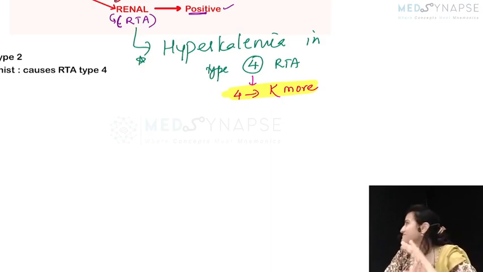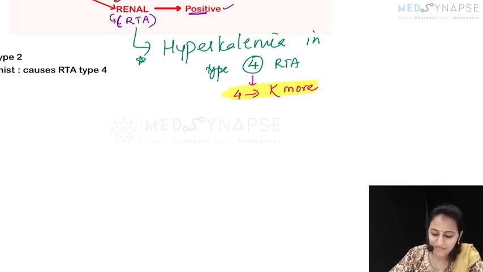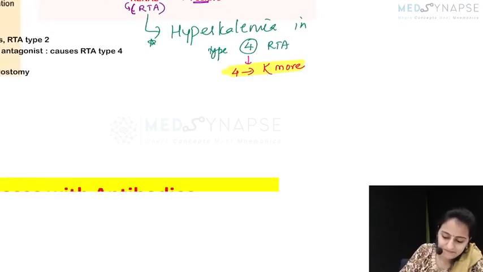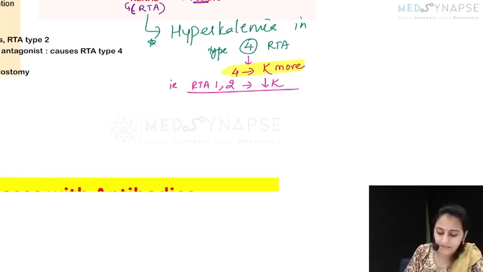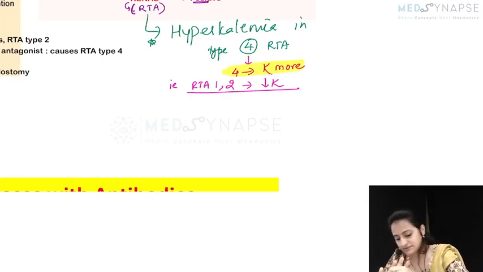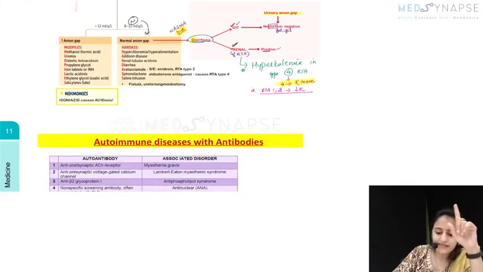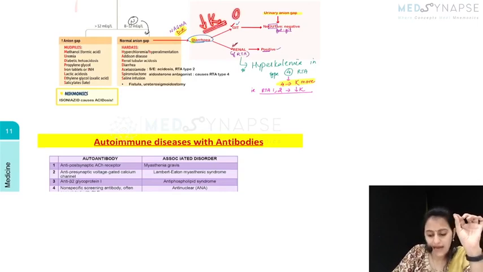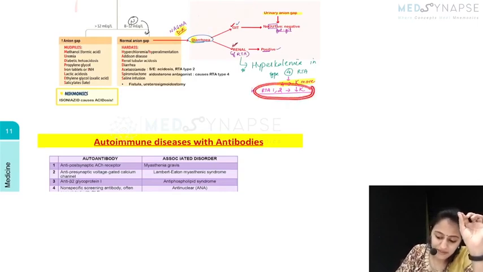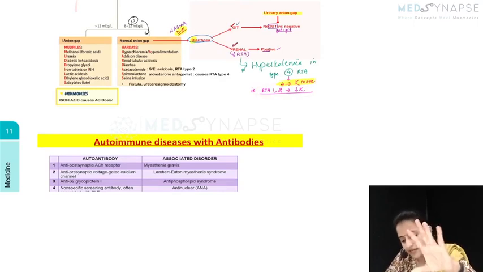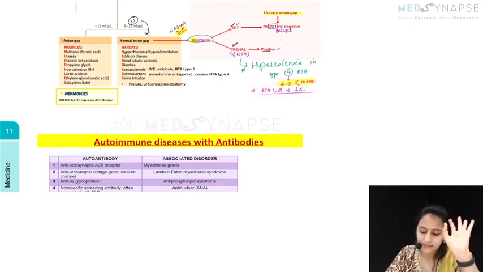So remember that type 4, the potassium is more, hyperkalemia. So that means in RTA type 1, in RTA type 2, there is hypokalemia. Okay? So this is an exception. We said that hypokalemia is generally associated with alkalosis or acidosis. Alkalosis. But this is an acidosis with hypokalemia. Okay? RTA 1-2 is acidosis with hypokalemia.